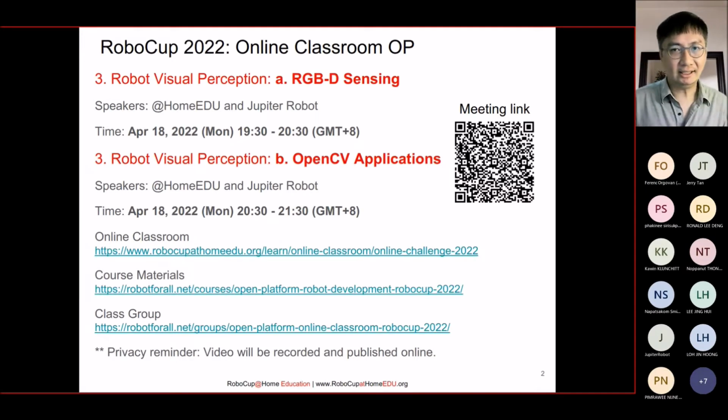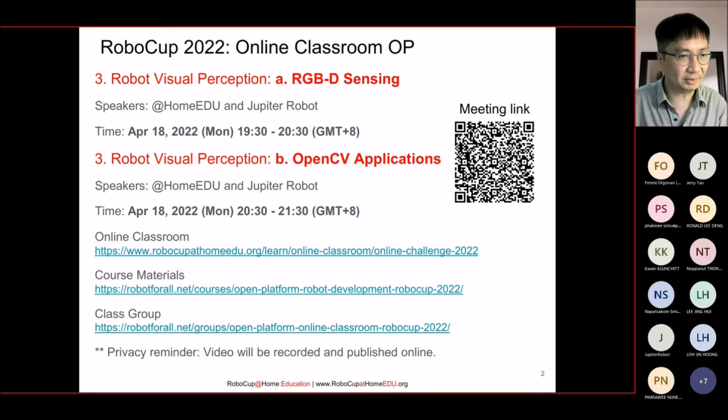So first, as usual, we divide this class into two sections, A and B. For the first half, we'll talk about RGB-D sensing. Basically, to give you some idea how we get the image data from our sensor and then put it into ROS and get ready for our processing. Then for the second half, we'll introduce some OpenCV applications.